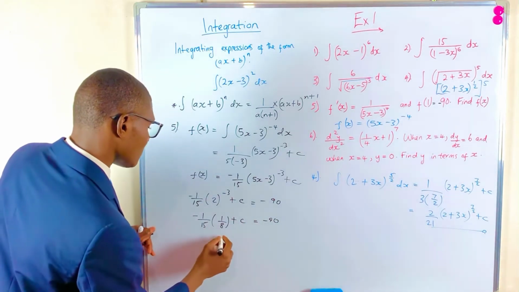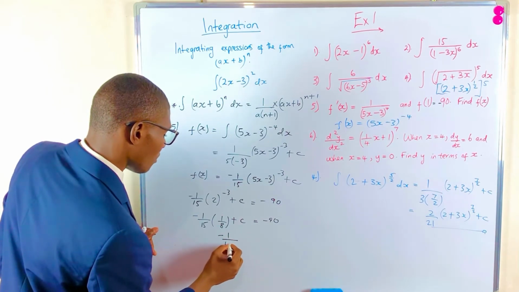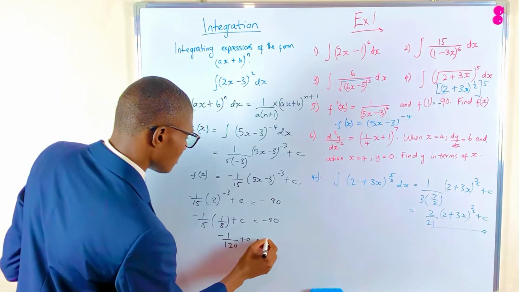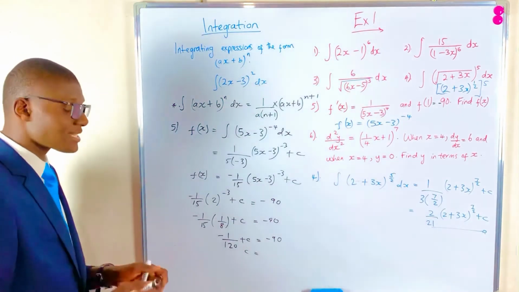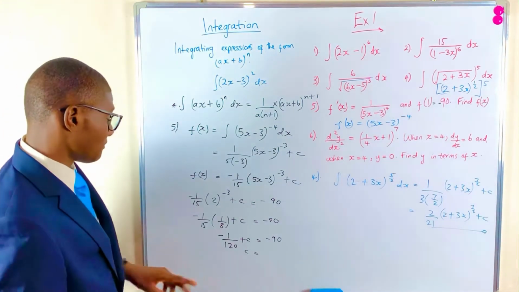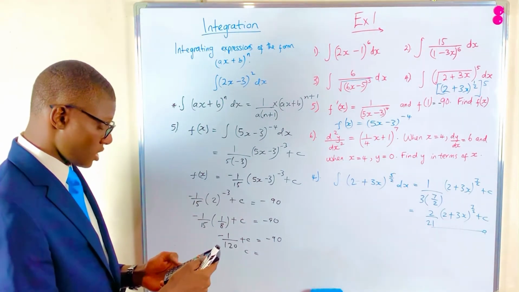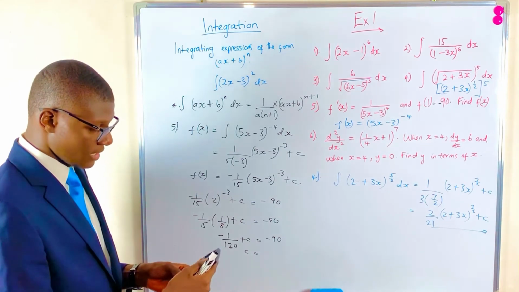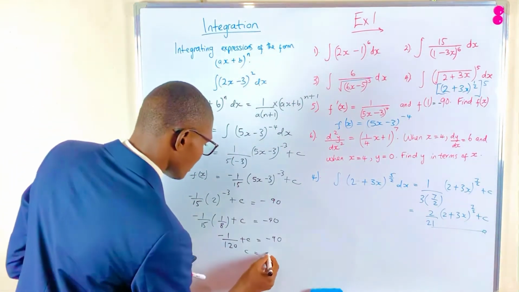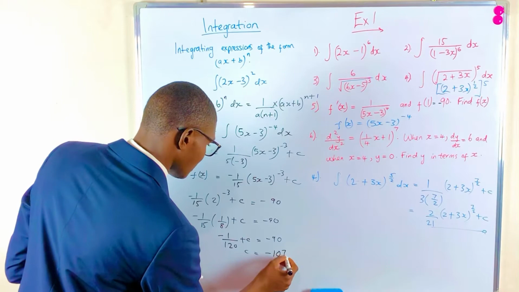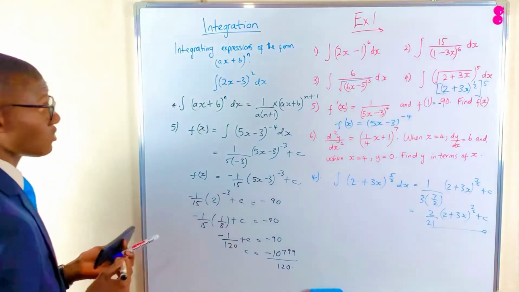Then this will give us minus 1 over 120 plus c is equal to minus 90. Then if we take this to the other side, c would be equal to minus 90 plus 1 over 120. That will give us a quite weird answer, which is minus 1799 over 120. Okay, so that's what we get.